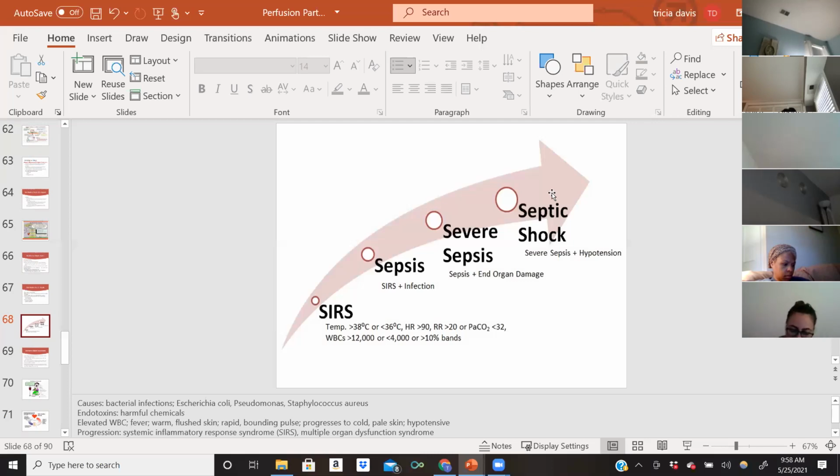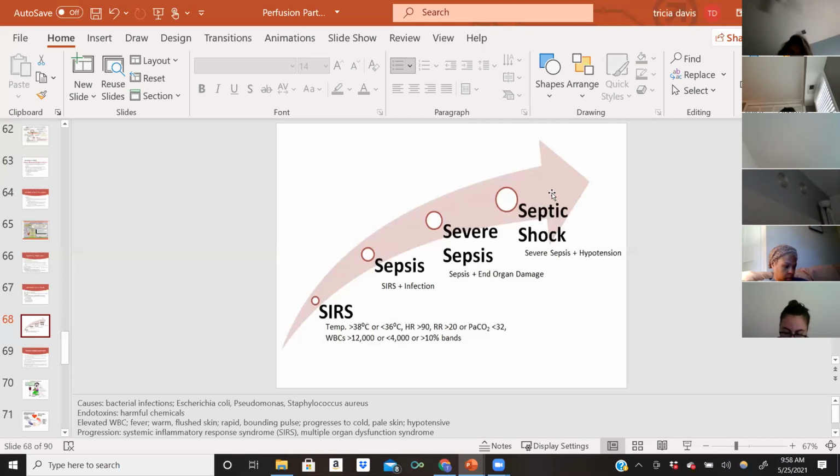When it moves into sepsis is when you have all of the components of SIRS, so that high temperature, the high heart rate, the high respirations, plus now we have concrete evidence of an infection. So we sent off blood cultures that came back showing they have E. coli in their urine, whatever the case may be. So we have all the objective data of SIRS, but we also have a clinical finding of an infection.